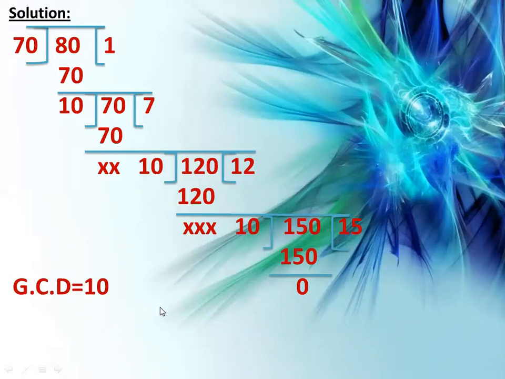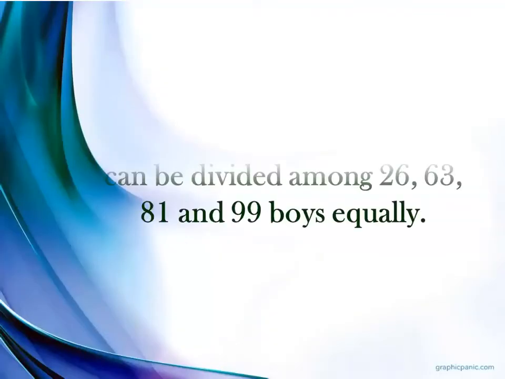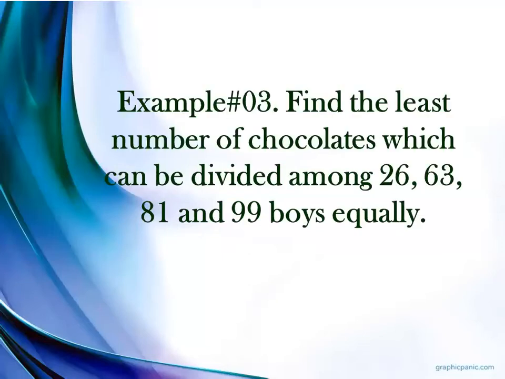Okay, so let's move on to the next example. Example number 3, find the least number. Here you have to find out the least number of chocolates. Least number means you have to find out the LCM here, which can be divided among 26, 63, 81 and 99 boys equally. So you have to divide these numbers and find out the LCM here.